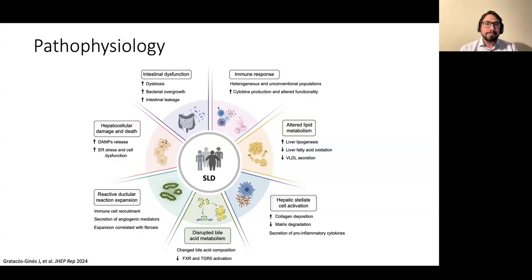But also, it's important to notice that a relevant mechanism is the hepatocellular damage and death due to DAMPs release, endoplasmic reticulum stress, and cell dysfunction, and other related mechanisms like hepatic stellate cell activation that are potential targets for steatotic liver disease due to drug-induced liver injury.